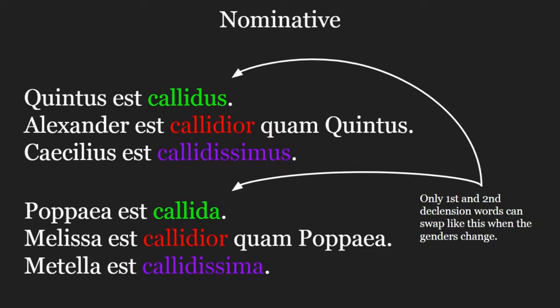Papaya est calida. Well, let's compare her to Melissa. Melissa est calidior quam papaya. Again, we have the same pattern. Smart, smarter, smartest. Who is smart? Who is smarter? Who is smartest?